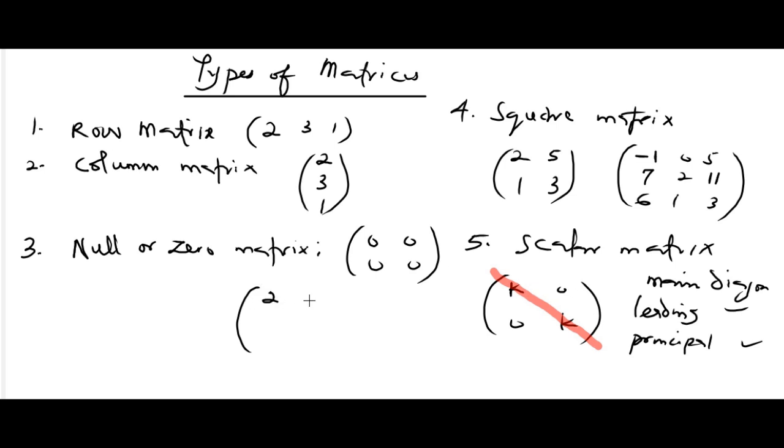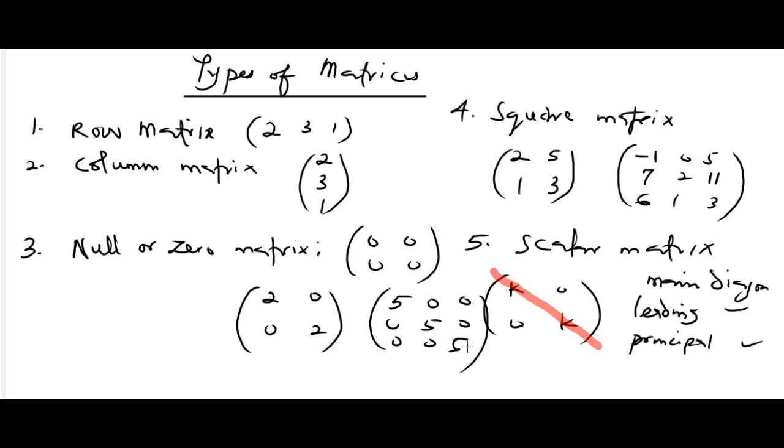So when you have a matrix and all the elements on the leading diagonal are the same, for instance, you can have 2, 0, 0, 2. This is an example of a scalar matrix. I can have 5, 0, 0, 0, 5, 0, 0, 0, 5. This is also an example of a scalar matrix because all the elements on the leading diagonal are the same.